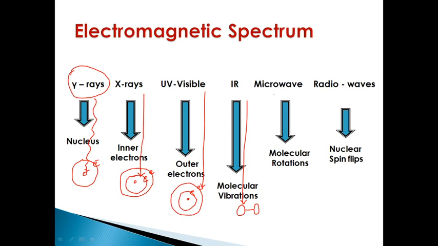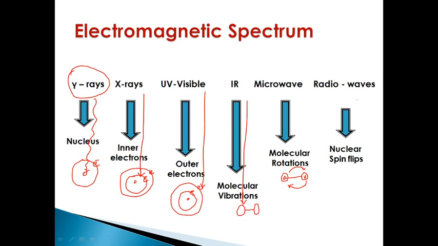Now come to the next region, that is microwave. When microwave radiation reaches a molecule, the molecule can rotate. Rotation means if suppose this is A and this is B, when rotation takes place, A comes to B's place and B comes to A's place. So this is the rotation. That means when microwave radiation interacts with matter, molecular rotations take place. This study is discussed in microwave spectroscopy.